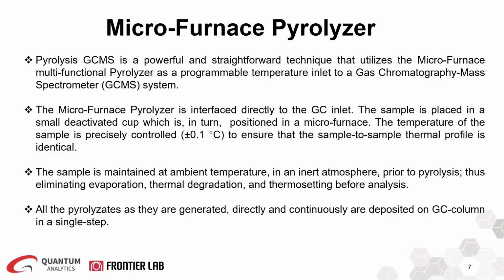The sample is placed in a small deactivated cup, which in turn is positioned in a microfurnace. And then the temperature of the sample is precisely controlled to within plus or minus 0.1 degrees Celsius of the set furnace temperature to ensure that your sample-to-sample thermal profile is identical. So it's going to be a consistent one-step continuous pyrolysis using the microfurnace.